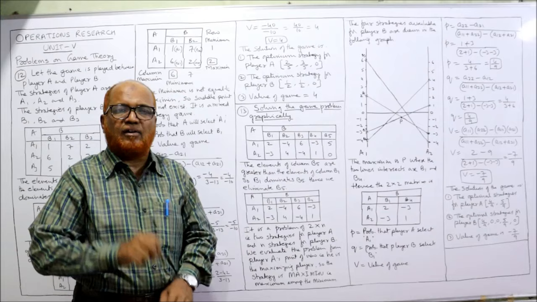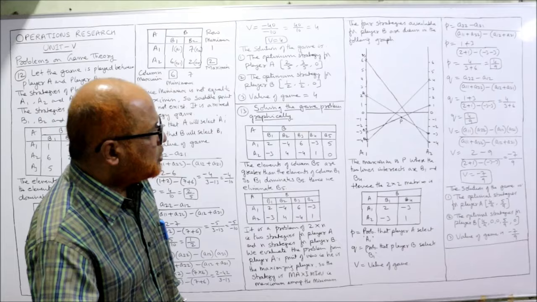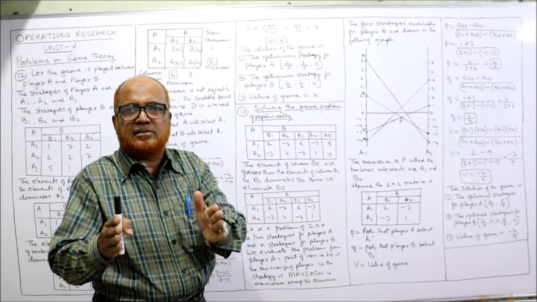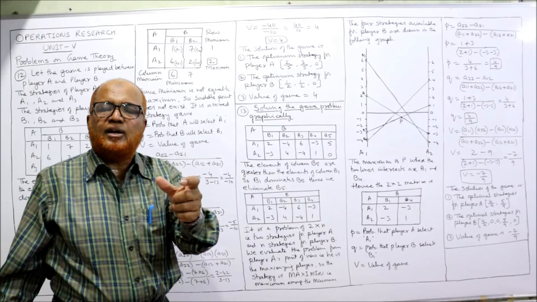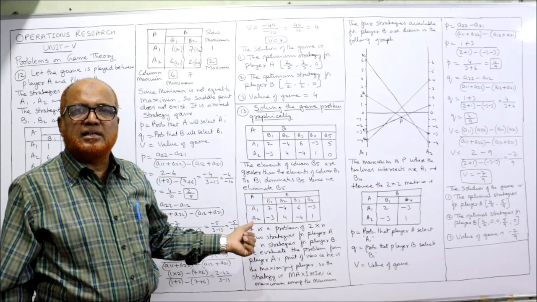How many strategies are there for player A? Only 2 strategies. So here, 2 parallel lines you have to draw. Parallel, straight parallel lines. Right? So, A1 and A2. This A1 and A2 are the strategies available for player A. Now for B, 4 strategies are available.